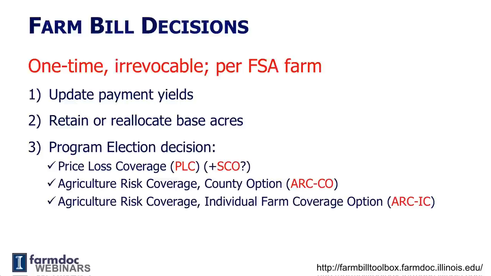Do you want price loss coverage? That's PLC. We're going to try to explain all the acronyms as well, so pardon the use of acronyms, but it's the unfortunate nature of the bill. Price loss coverage or the SCO program, you can add that on. That's the supplemental coverage option. That is a crop insurance program. We'll discuss that as well. It's only available if you elect price loss coverage on the crop.